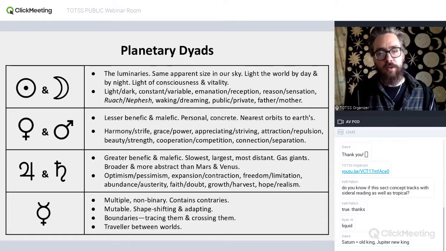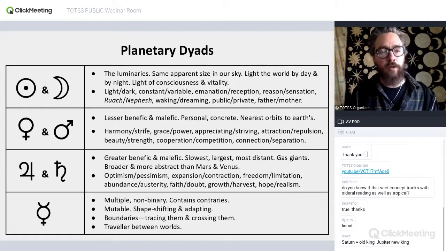And again, these words are just words that I came up with based on my own studies. There are lots of other things that you can use. I'm just trying to give you some indications. Venus is grace, Mars is power, Venus is appreciating, Mars is striving, Venus is attraction, Mars is repulsion, Venus is beauty, Mars is strength, Venus is cooperation, Mars is competition, Venus is connection, and Mars is separation. And hopefully you can see there too that it's not like all of Venus's significations are good and Mars's are bad. You can see why Mars would be more prone to difficulties, but it's certainly not bad.